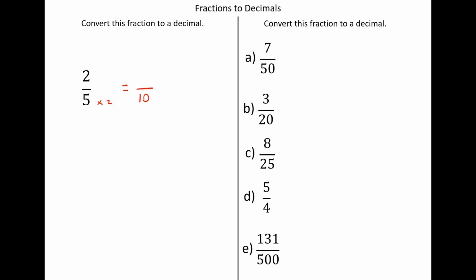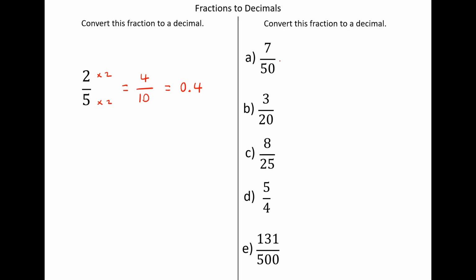But what I do to the bottom, I must do to the top as well. So since I multiplied 5 by 2, I must also multiply 2 by 2. In this case, 2 times 2 is 4. I got 4 over 10. Hence, now I can use my trick to convert 4 over 10 into a decimal. In this case, the decimal would simply be 0.4.